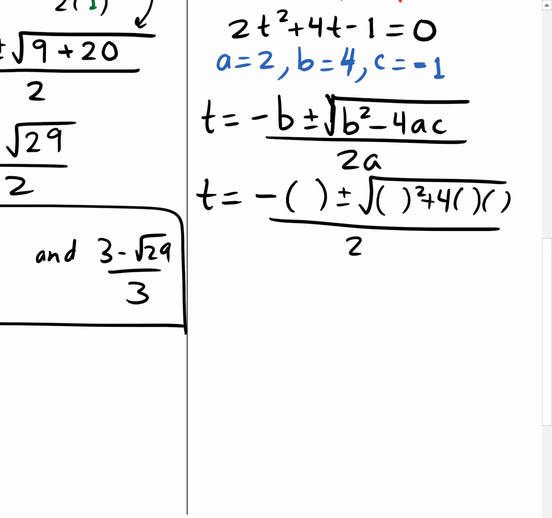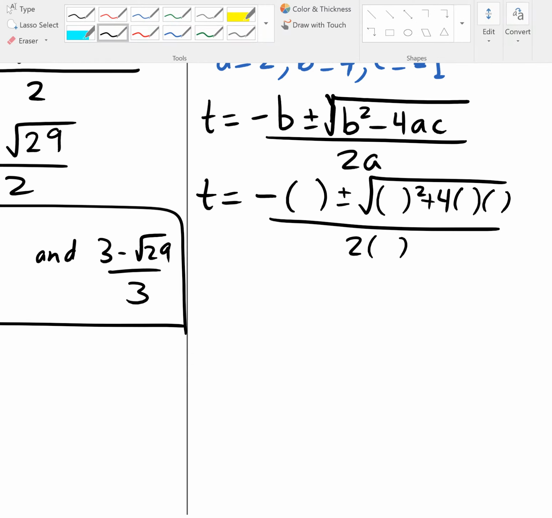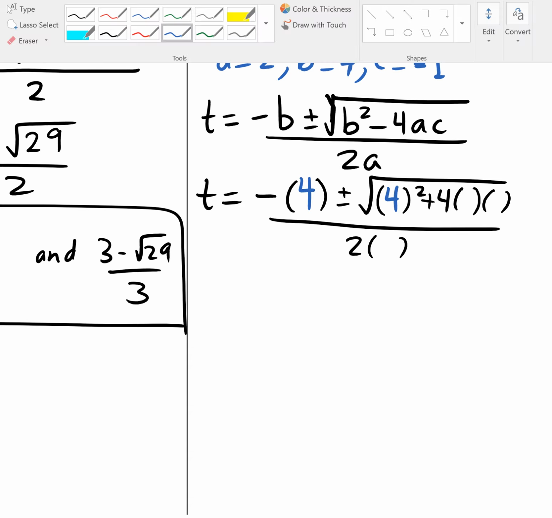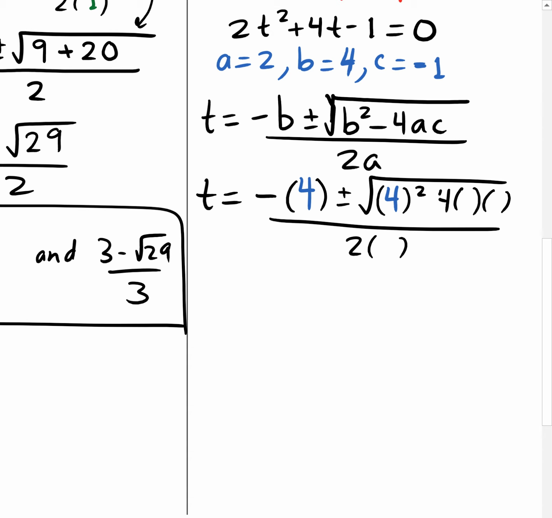And that way I don't miss any negatives, and I'm not confused as to what to do with negatives and stuff like that. So okay, what was b? 4. That goes here and here. Oh wait, why'd I put a plus right there? This should be a minus 4. Sorry guys. Minus 4, okay. And next to the 4 is supposed to be a, but a was 2, and then c was negative 1. The denominator should have a, which is 2.